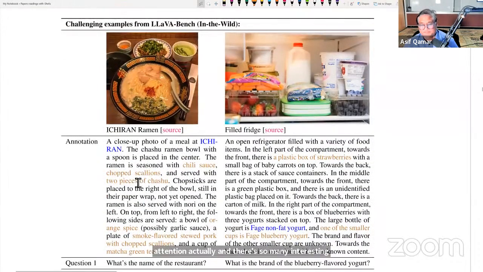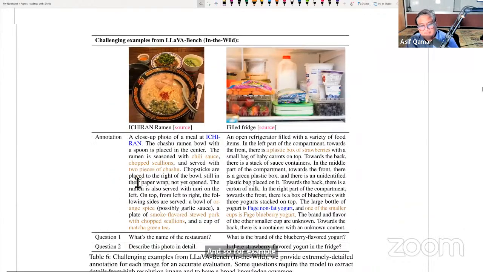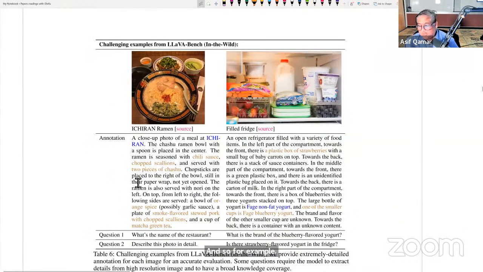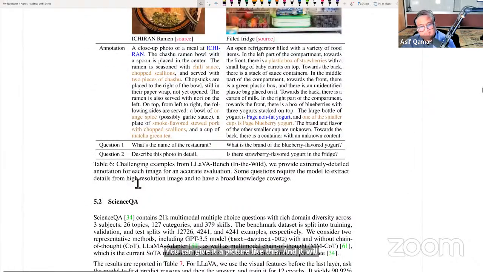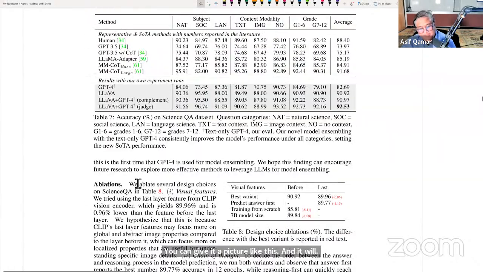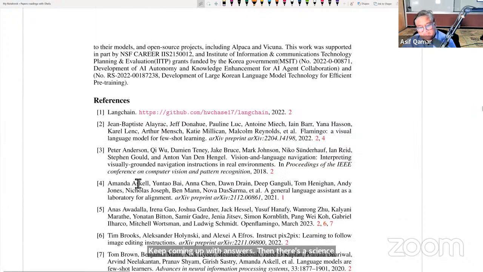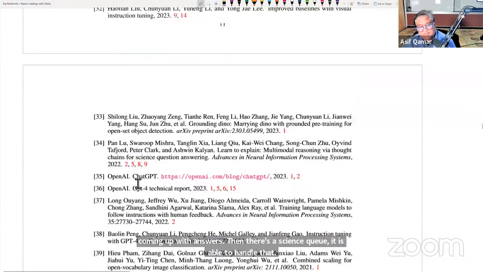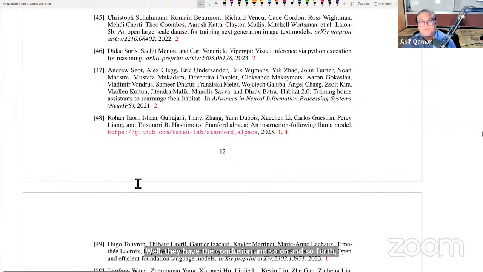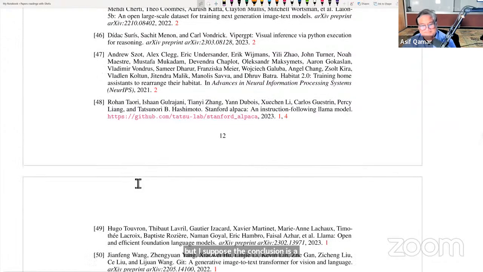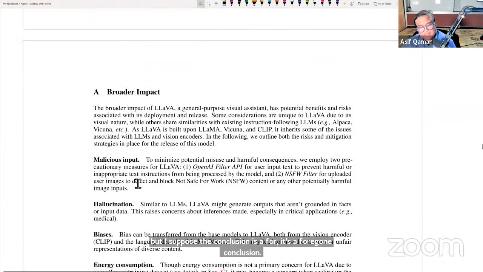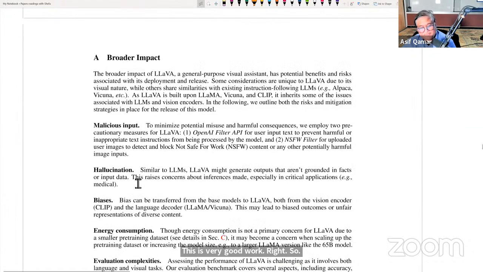So, for example, you can use LLaVA to annotate. And if you look at some of the annotations, they're pretty detailed and complicated. You can give it a picture like this, and it will keep coming up with answers. Then there's ScienceQA, it is able to handle that. Well, they have the conclusion and so on and so forth, but I suppose the conclusion is a foregone conclusion. This is very good work, right? And it did have a lot of impact.